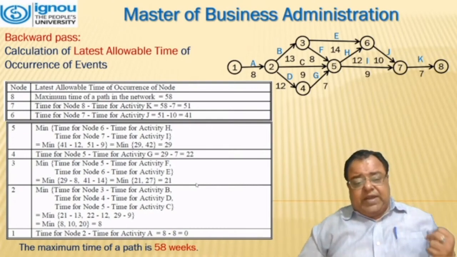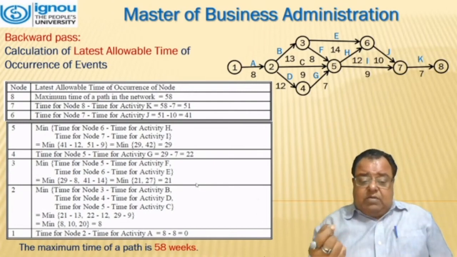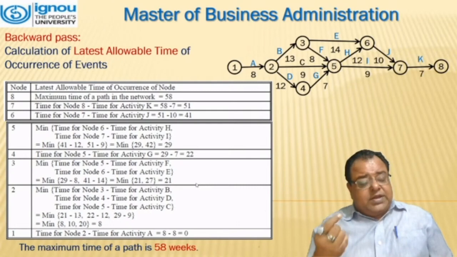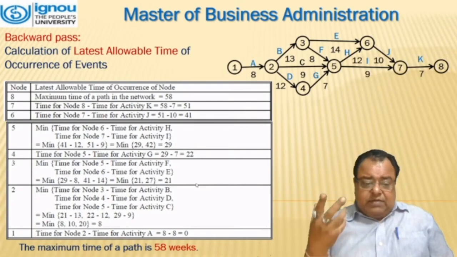Node 3, we can see that there are two activities, 5 and 6, which are happening. So that means we have to calculate the minimum time. So for node 5, it was 29, and for node 6, it was 41. So we will be subtracting 8 and 14 respectively, which gives us 21 and 27. We will be considering the minimum one, that is 21.